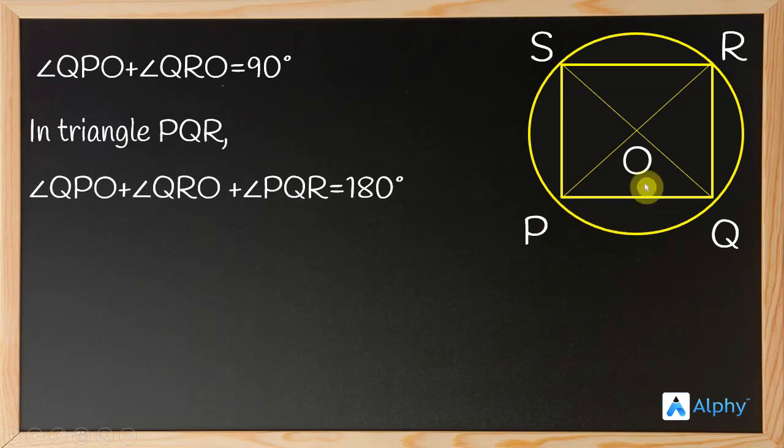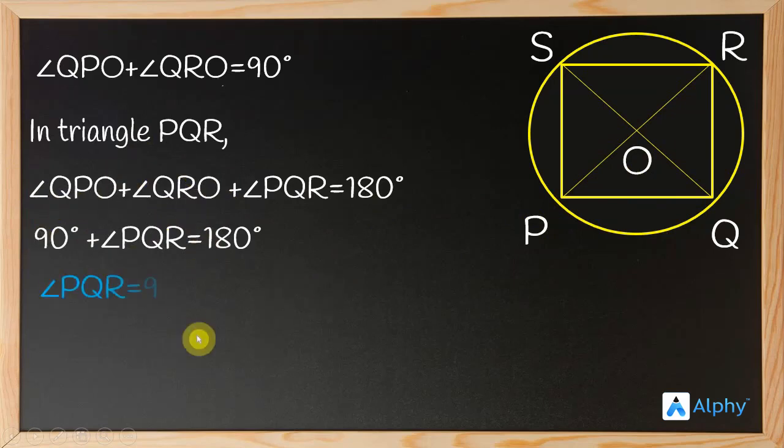So the sum of three angles of a triangle is 180 degrees, and QPO, QRO and PQR are the angles of this particular triangle. So their sum would be 180. And when we replace the value of QPO plus QRO, we get this equation. And finally, we get that angle PQR is 90 degrees. So here you can see that this marks this angle to be 90 degrees.